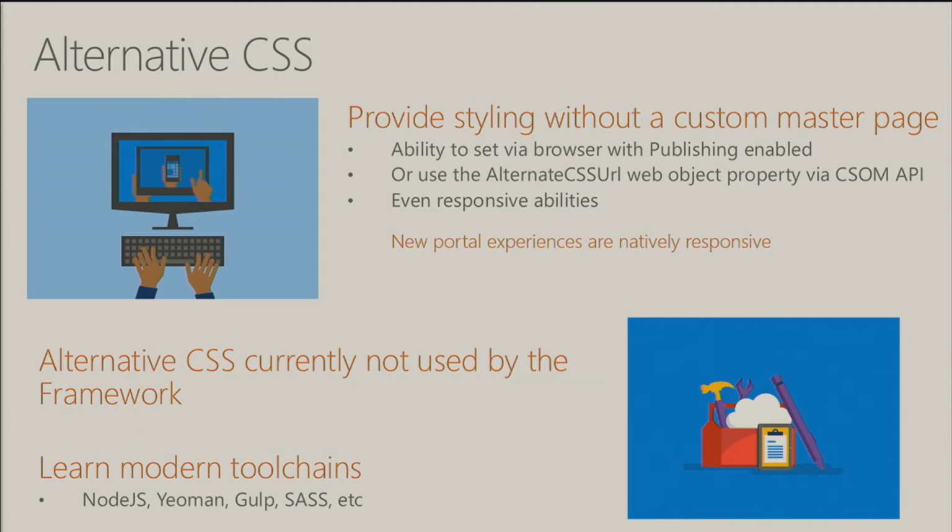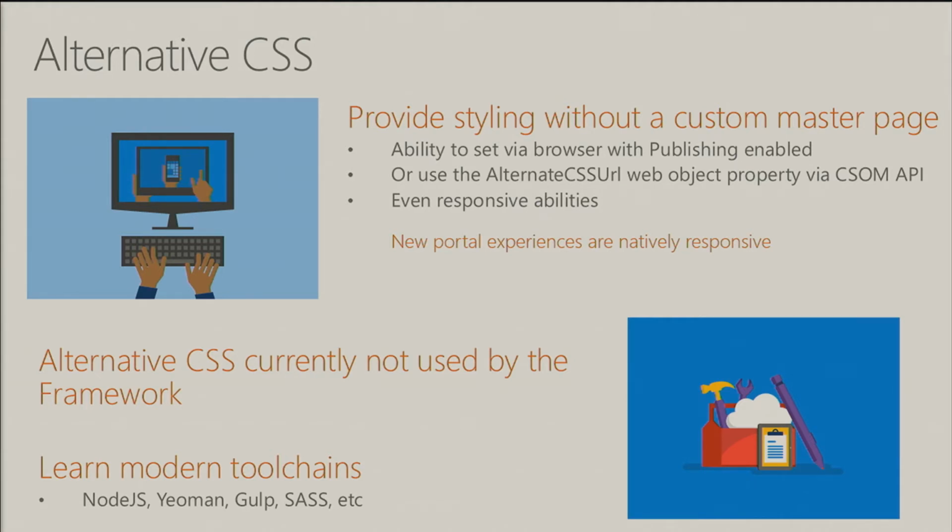Now, using an alternative CSS file alone might be all you need to even add responsive abilities to your existing team sites. Now, new portal experiences are out-of-the-box responsive, because that's one of the key things I'm hearing from almost everybody at this conference is, I need my site to be mobile. Of course, you can use alternative CSS to get you almost all of the way there without having to create a custom master page. There are some caveats that we need to think about.